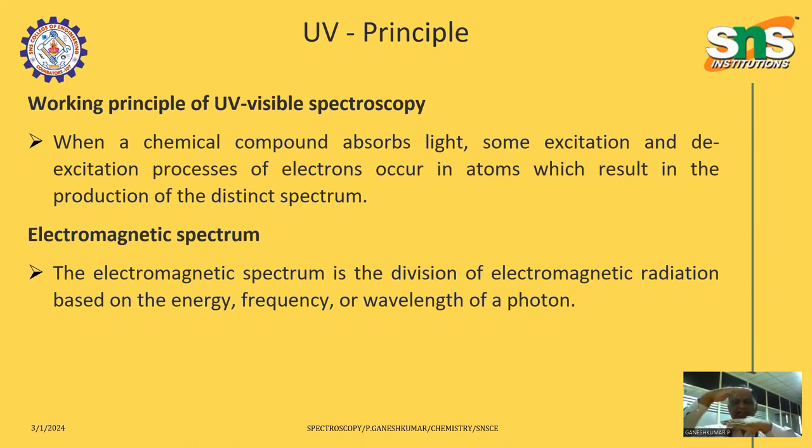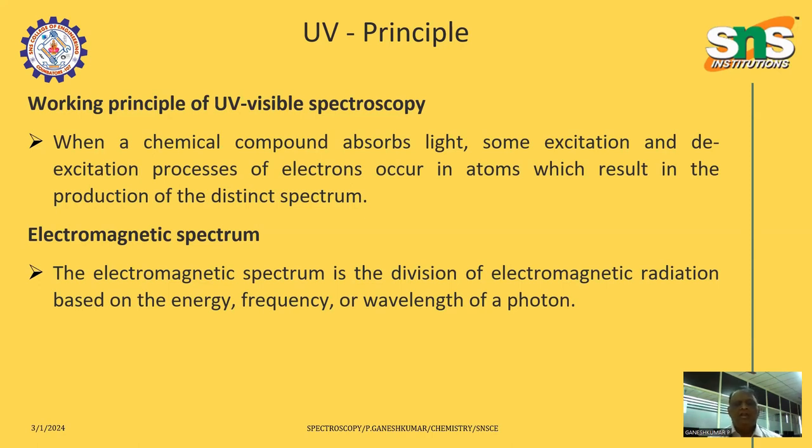If we consider two levels, when the electron is in the lower level and absorbs some light, it gets some energy, so it transfers to the higher level. And if the energy is released, then the higher level electron will come back towards the lower level. So like this, when a chemical compound absorbs light, some excitation and de-excitation processes of electrons occur in atoms, which results in the production of a distinct spectrum. A spectrum is the outcome of these interactions.